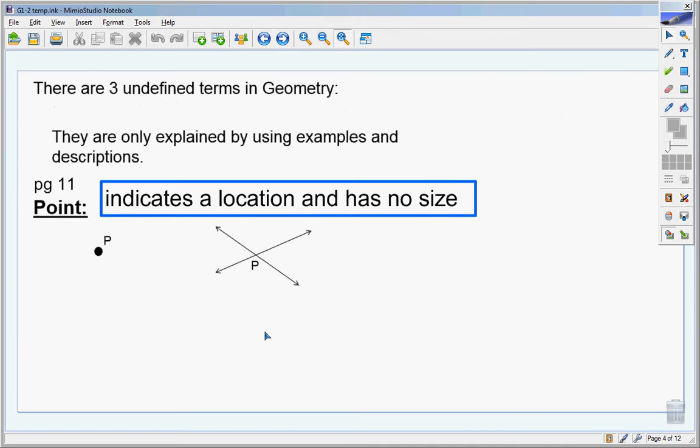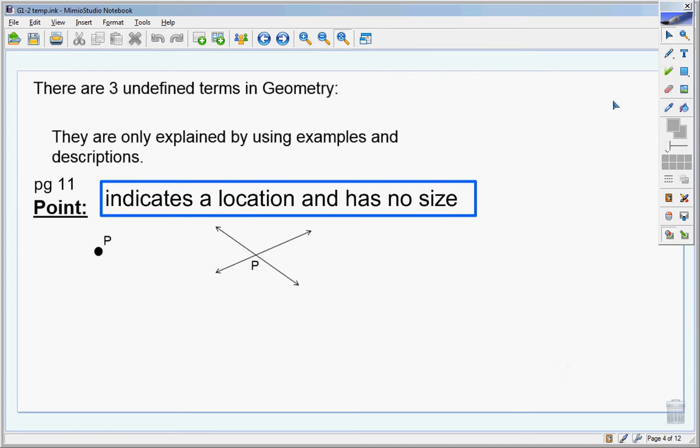As we say that there's 3 undefined terms. Well, if they're undefined, it's going to be pretty hard to do anything with them. And the first undefined term happens to be point. The reason it's undefined is we can only explain it by using examples or give you a description of what a point is. A point indicates a location, but it has no size. It has no length, it has no width, and it has no height.